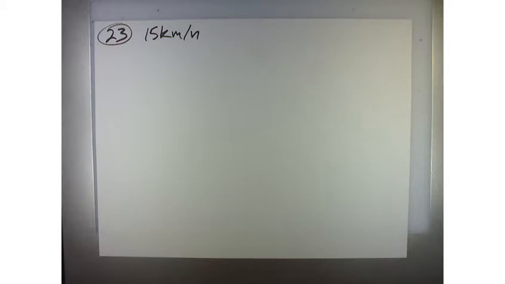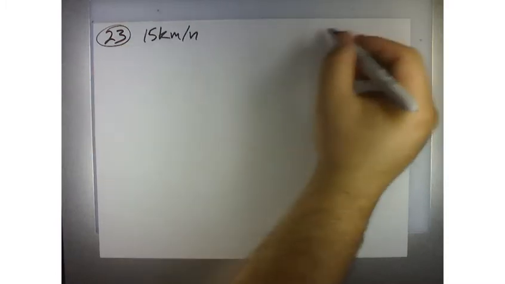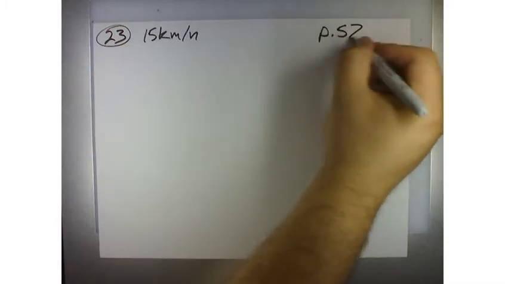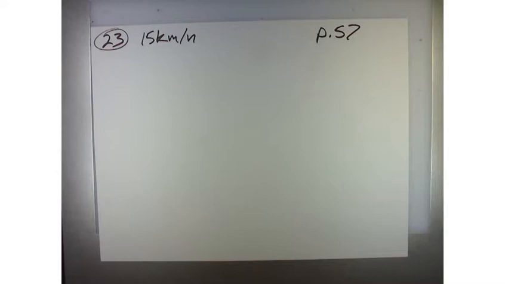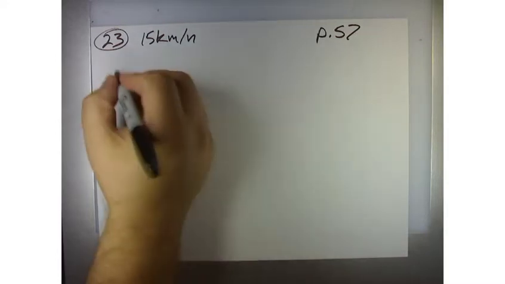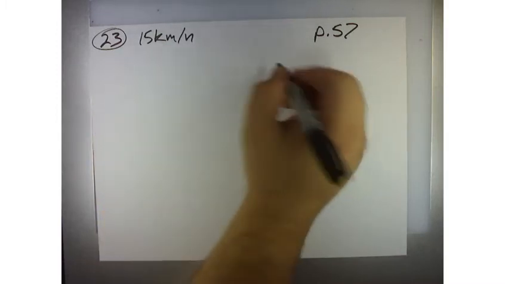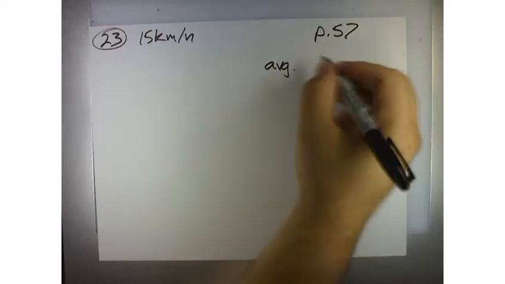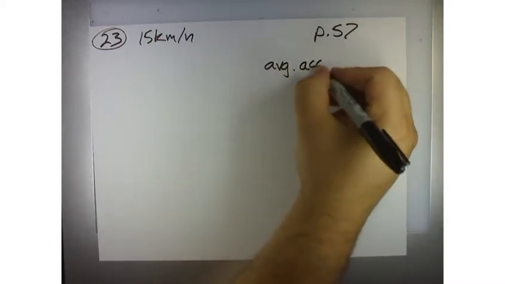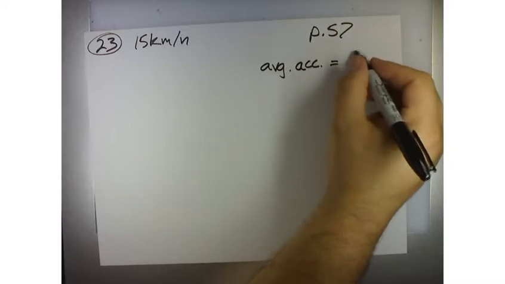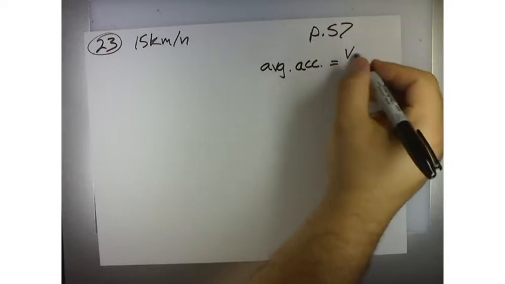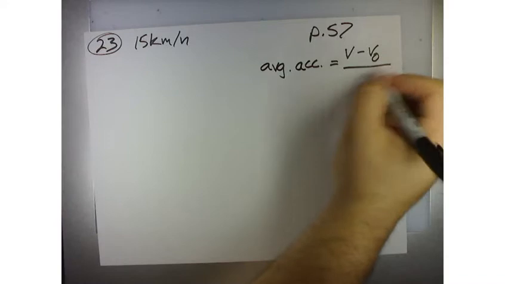If you go to page 57 in your textbook, there's a whole bunch of formulas listed. And they're asking us for our average acceleration. So according to our textbook, the average acceleration is due to a change in velocity. So we say that the average acceleration, and this is on page 57, is equal to the final velocity minus the initial velocity all over the final time minus the initial time.